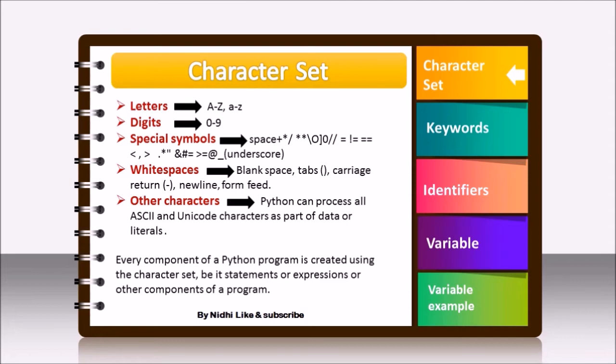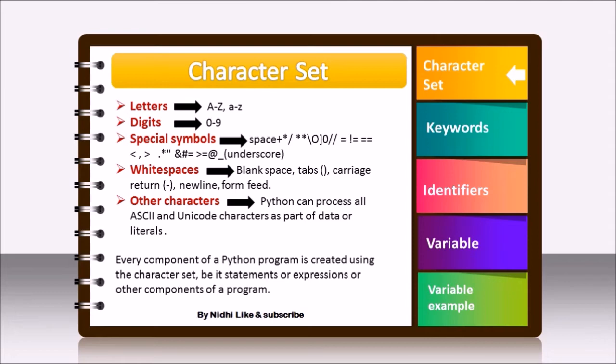That means it has this character set: letters, that is from capital A to capital Z, then small a to small z, and digits 0 to 9. After that, special symbols. Special symbols include space, plus symbol, asterisk symbol, slash symbol, forward or backward slash, double asterisk, double slashes, equal to, exclamation mark, double equals to. So these types of symbols, greater than, less than, period, dot, asterisk, double quote, and percent sign. So these are the special symbols that are allowed in the Python character set.